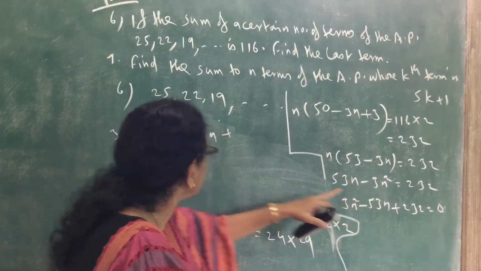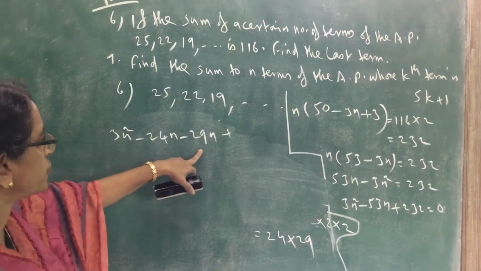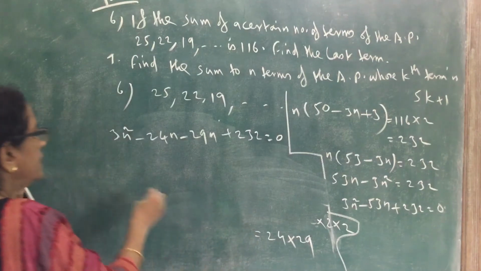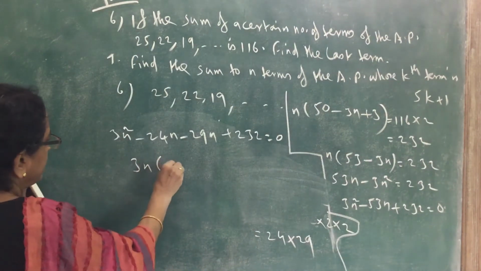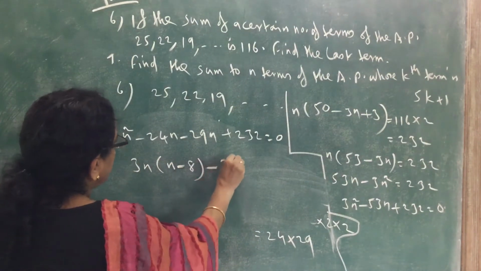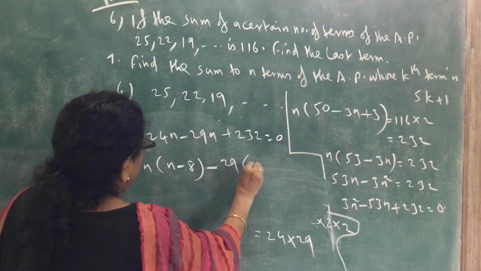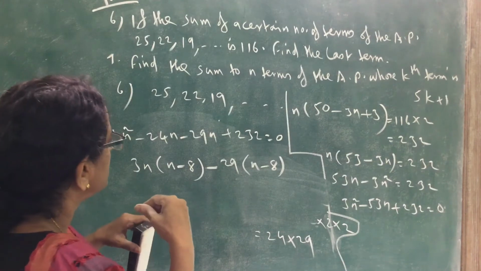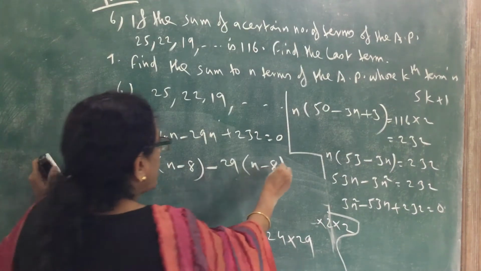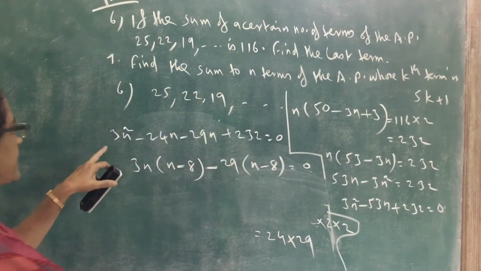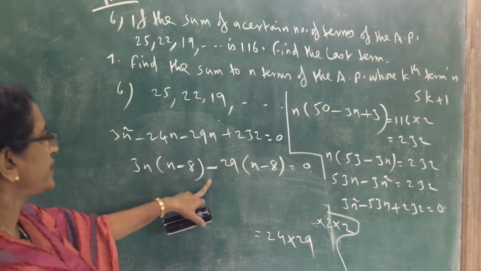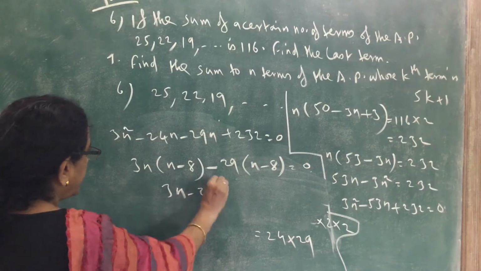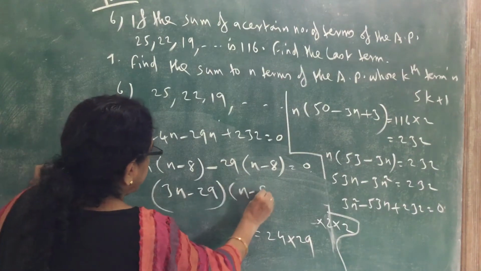So here 3n square minus 24n minus 29n plus 232 equals 0. So 3n into n minus 8 minus 29 into n minus 8 equals 0. That is 3n minus 29 into n minus 8 equals 0.